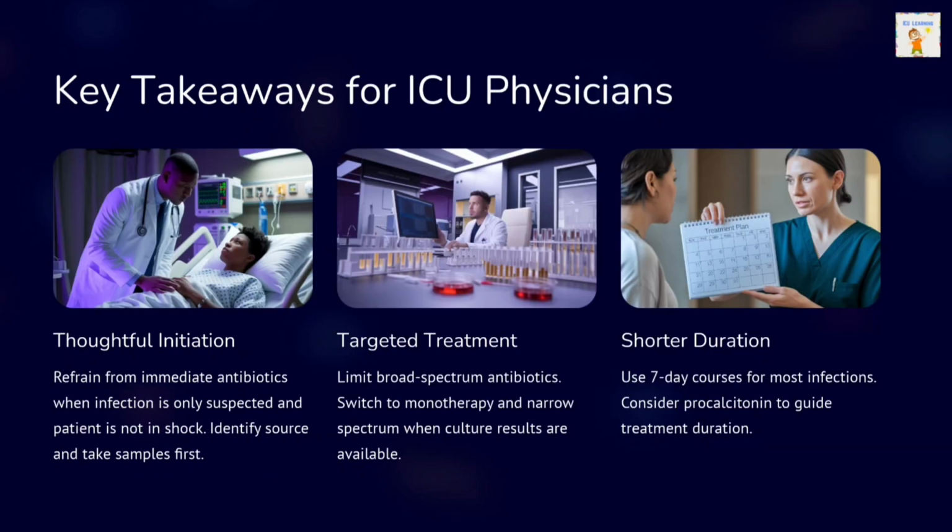So what are the key takeaways for ICU physicians? First is always thoughtful initiation of antibiotics. Refrain from using antibiotics immediately if we have some doubt and the patient is not in shock. Try and identify the source and take blood samples first. Target your antibiotics to a narrower spectrum as soon as you get culture results. Switch to monotherapy as much as possible, whenever the culture results are available. And finally, shorten the duration of therapy. Use a 7-day course for most infections and consider procalcitonin as a guide to stop antibiotics and reduce your treatment duration.